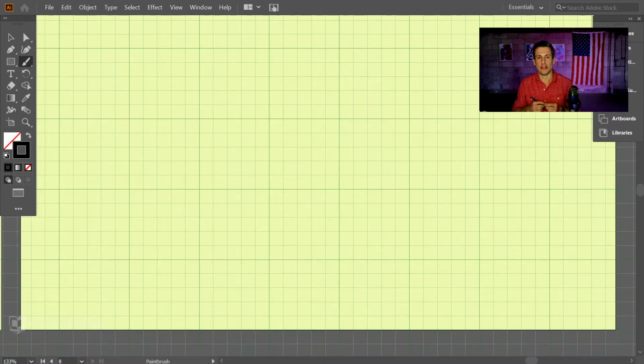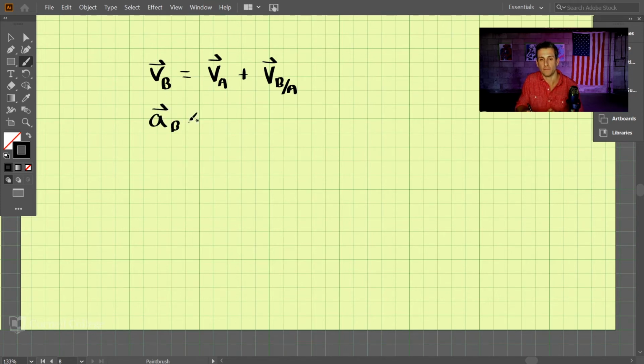We just looked at a 1D example of a person running on a train, but this also applies to vectors. So we can write things like the velocity of B as a vector is equal to the velocity of A plus the velocity of B with respect to A. So we're adding vectors here, tip to tail, to come out with the vector B. And likewise, we can also do this with acceleration. Acceleration of B equals the acceleration of A plus the acceleration of B with respect to A.